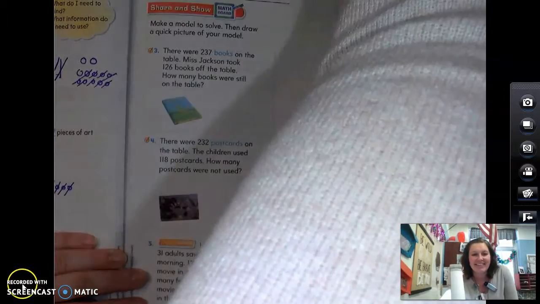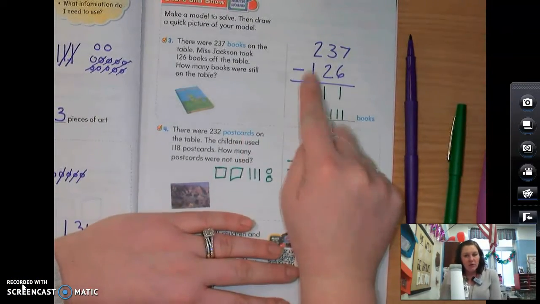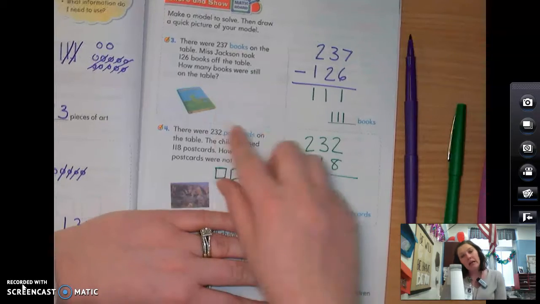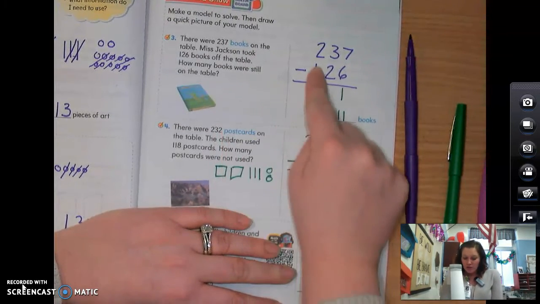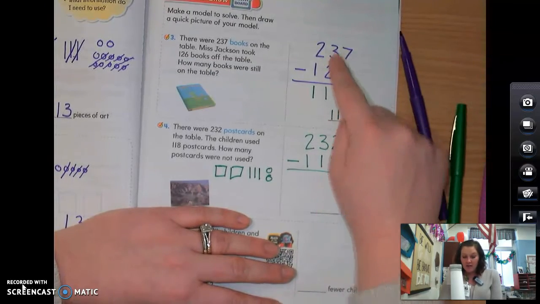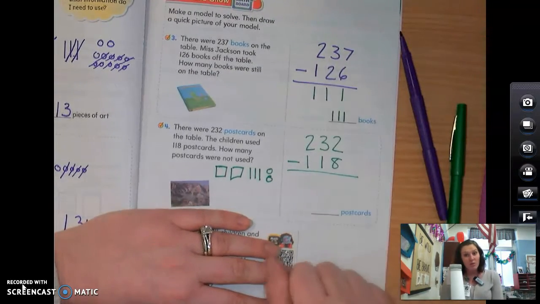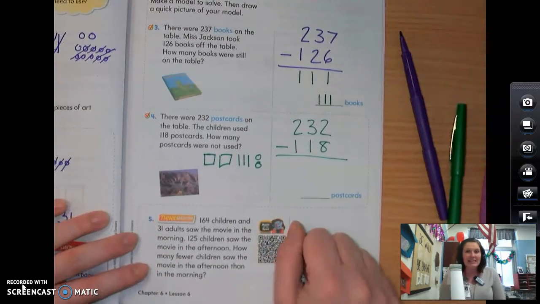Okay, go. All right, guys, in this first one, I just wrote it up and down. There was no regrouping, so I didn't feel like I needed a picture. But if you wanted to draw your quick picture, you could still. So 237 minus 126. 7 minus 6 is 1. 3 minus 2 is 1. 2 minus 1 is 1. 111 is the answer. Huh, that was interesting and easy.